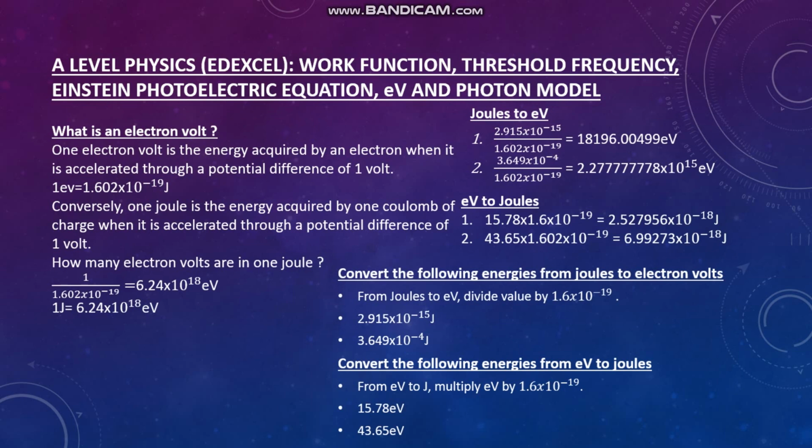electron volts. And then to convert from electron volts to joules, we just simply multiply the electron volt value by 1.6 times 10 to the minus 19. So we do 15.78 times 1.602, I should say in this case, that's a typo, times 10 to the minus 19, which gives us an answer of 2.5279 times 10 to the minus 18. And we also do 43.65 electron volts times 1.602 times 10 to the minus 19, which gives us an answer of 6.99 times 10 to the minus 18 joules.